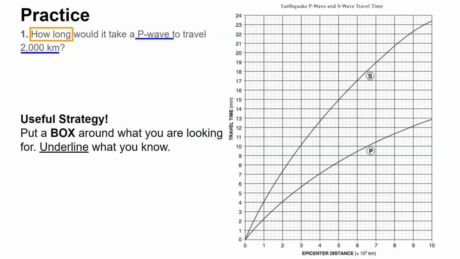Okay, so how do we start here? Well, we take a look at our chart, and we know a distance that we're traveling, and we also know that we're going to be looking at a P wave. So at a distance of 2,000 kilometers, we would draw a line here or kind of hover over the page with a pen or pencil or your finger. And we go from 2,000 kilometers up until we intersect the wave in question, the P wave, and we want a time, so we need to go over to the y-axis, that's our time axis, and we can see this is at a value of 4 minutes.